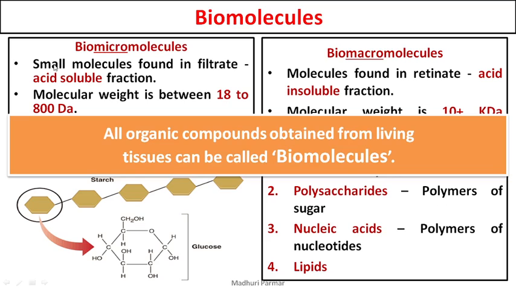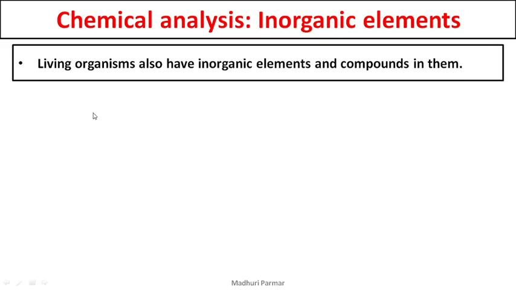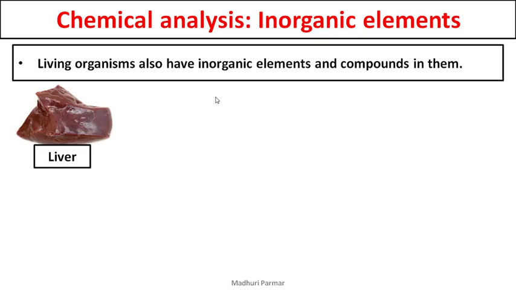So from this, now you know that all organic compounds obtained from living tissue can be called biomolecules. Now, apart from the organic compounds, you will also find some inorganic compounds in the filtrate, right? So living organisms also have inorganic elements and compounds in them.